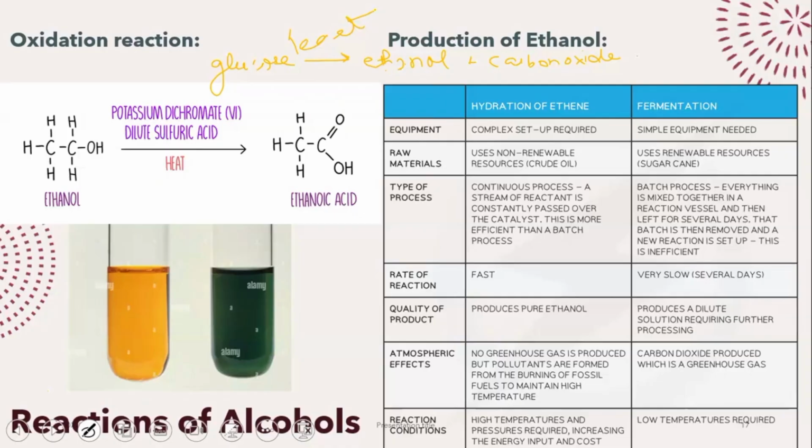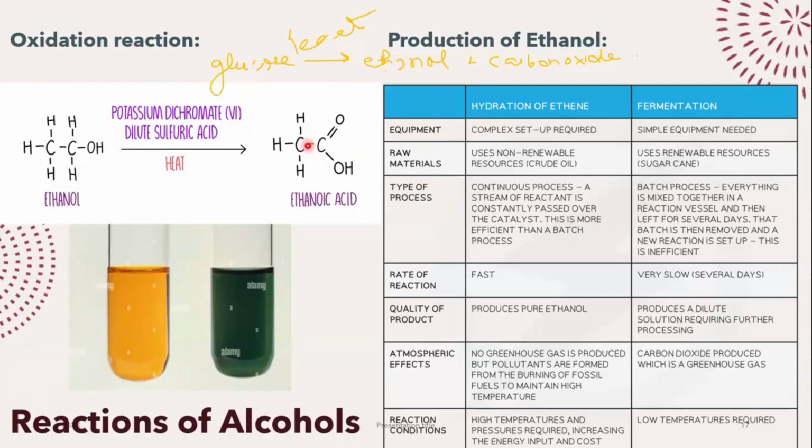So these are some of the major differences between the two methods that you need to go over. Then another reaction of alcohols that you need to know is the oxidation reaction. In the oxidation reaction, we are taking our ethanol and oxidizing it into ethanoic acid. This is one of the ways of making a carboxylic acid.